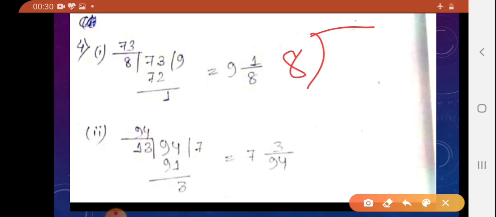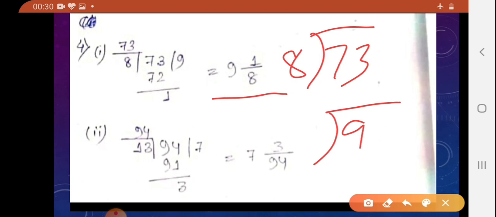We will divide 73 by 8 and the answer will come 9 whole 1 upon 8. Next one is 94 upon 13. So again we will divide 94 by 13, and the answer will come 7 whole 3 upon 13. So whenever you have to change an improper fraction into a mixed fraction, we divide it and we write it as a mixed fraction.